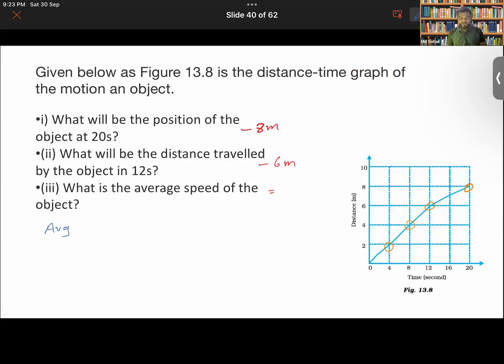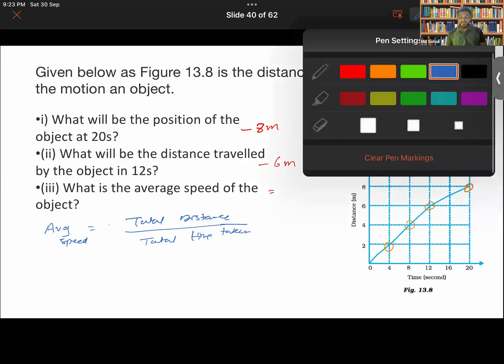Average speed can be found out in two manners. One is you take out the total distance, and then divide it with the total time taken, right? Or another method is like this.